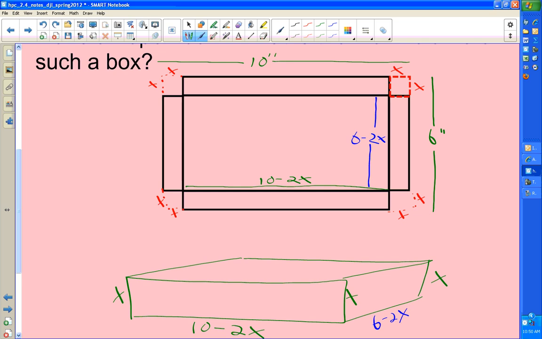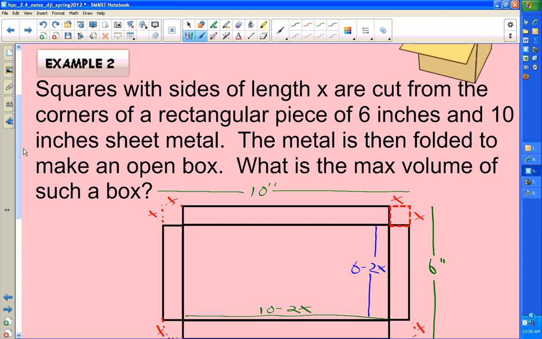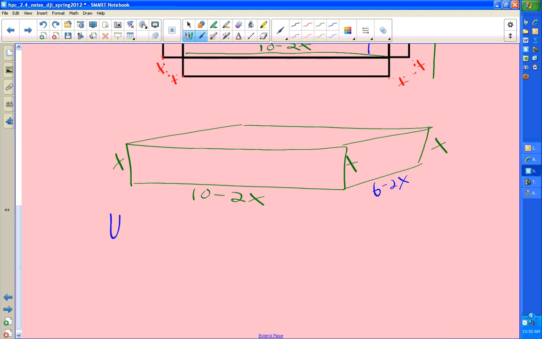Now you didn't have to make a let statement for this because they gave you x as the dimensions of the square that you cut out. Now we're trying to find the volume based on x. What will the volume based on x be? X times 6 minus 2x times 10 minus 2x. How do you know that? Length times width times height is the volume of a prism.